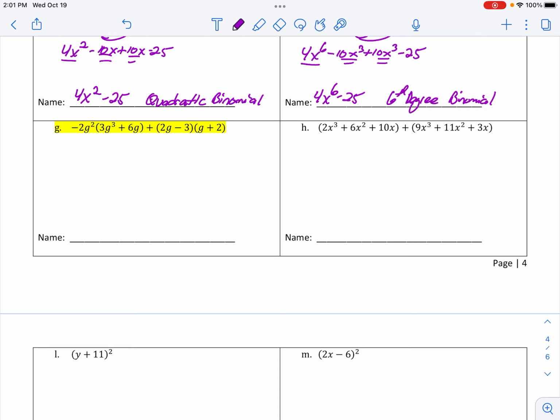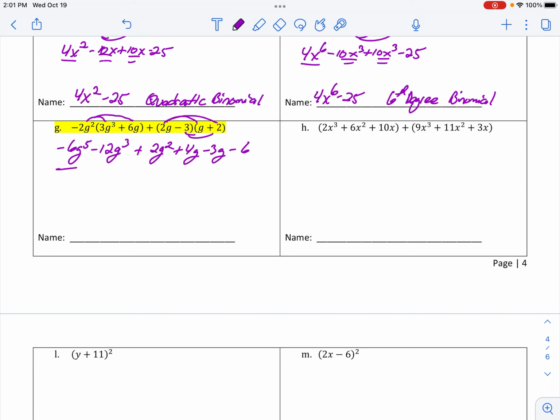Okay, letter G. Just take your time. We got this first term where we're distributing a negative 2g squared. So multiply. Negative 6g to the fifth, add those exponents. Minus 12g to the third, add the exponents. Okay, a little bit more multiplication going on. Plus 2g squared plus 4g minus 3g minus 6. Okay, a lot of terms there.